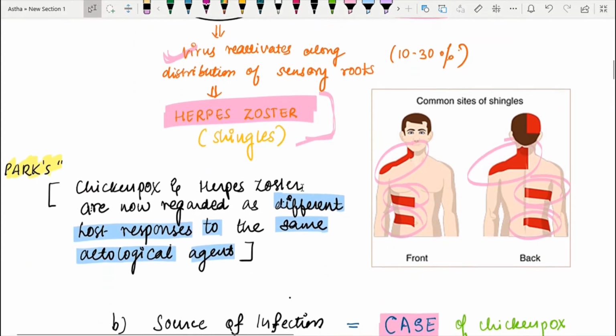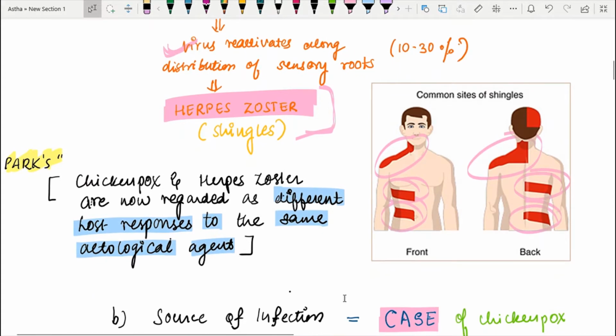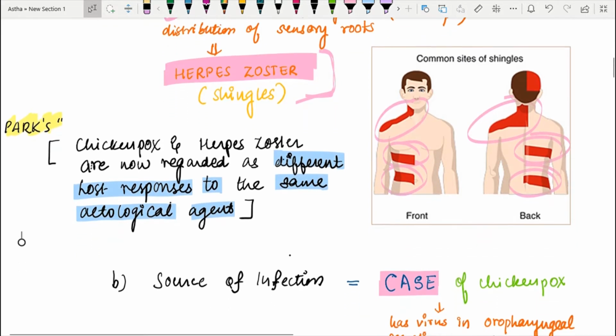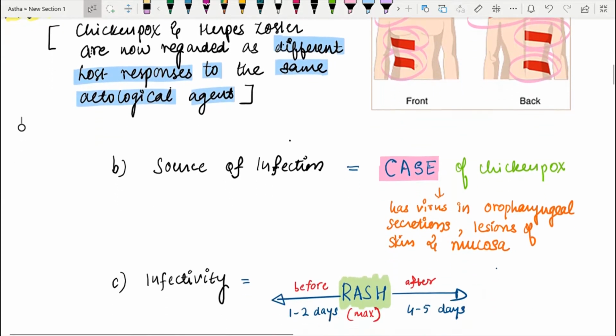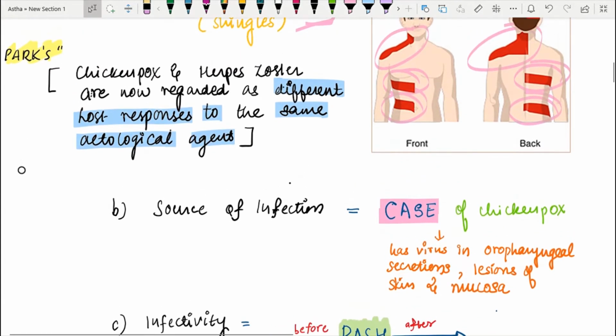That is why chickenpox and herpes zoster are different host responses to the same etiological agent. If the patient is a child, or has good immunity, then it will lead to a mild form of chickenpox which is usually self-limiting. But with increasing age and declining immunity, there are more chances of developing herpes zoster, which is a severe form. Now we talked about the agent, how it enters, and what sorts of infection it can cause.